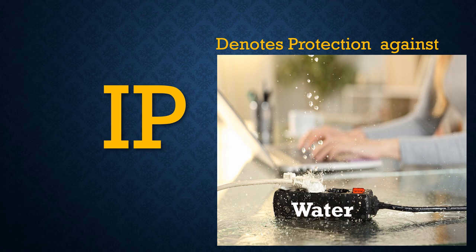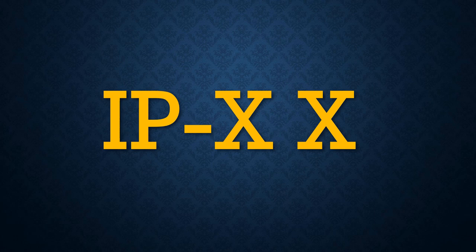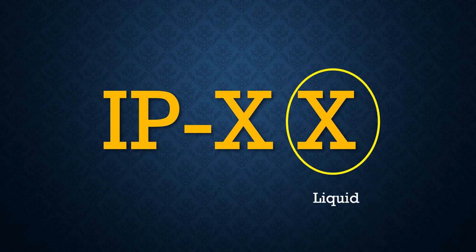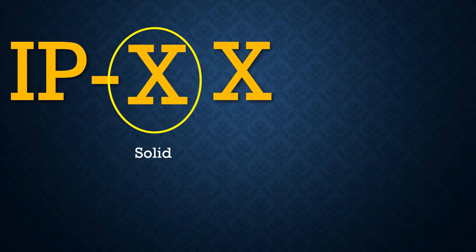The IP rating system is widely used to specify the level of protection for various electrical and electronic devices, outdoor equipment, and other products. The IP rating is composed of 2 digits. The first digit indicates the level of protection against solid objects, while the second digit denotes the level of protection against liquids. Let's take a closer look at the meanings of each digit.